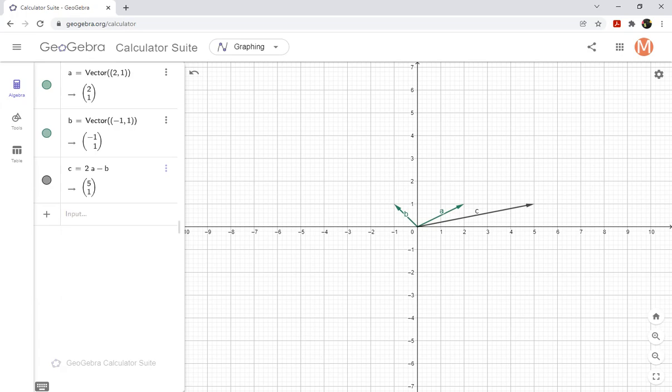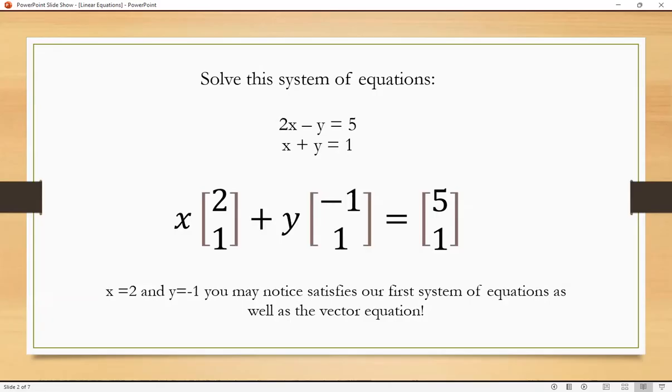And what was the desired result? Yes, it's the vector (5, 1) itself. So actually we can see that x equal to 2 and y equal to -1 is the correct solution to the set of equations, and it obeys the vector picture as well. So obviously you could try with more examples and see for yourself that the vector picture actually works.